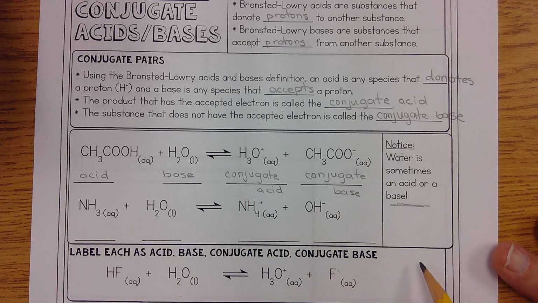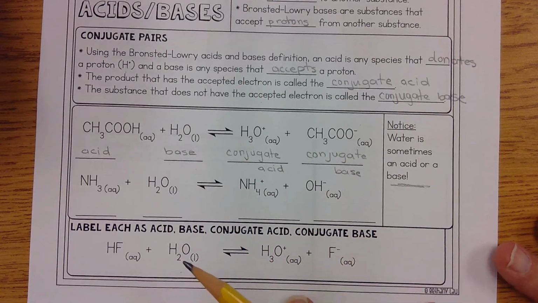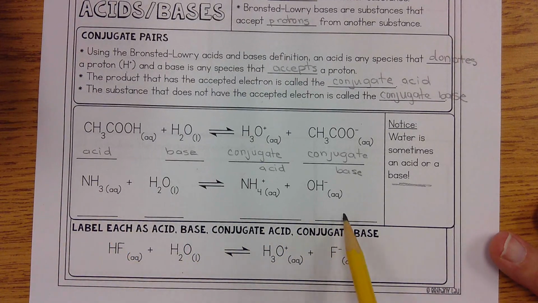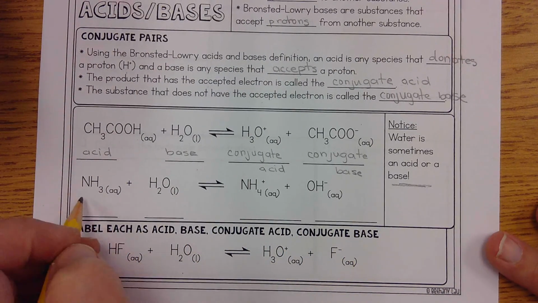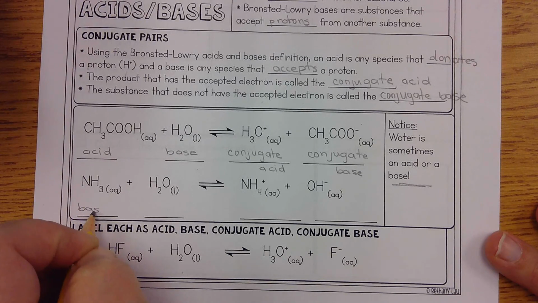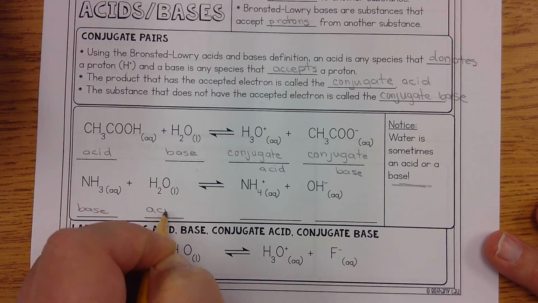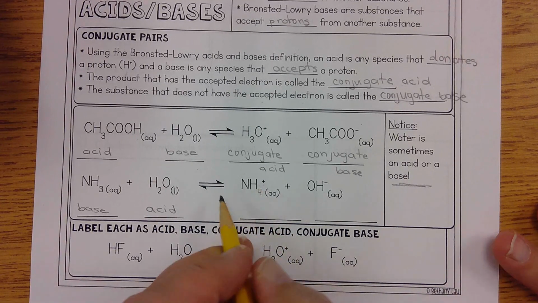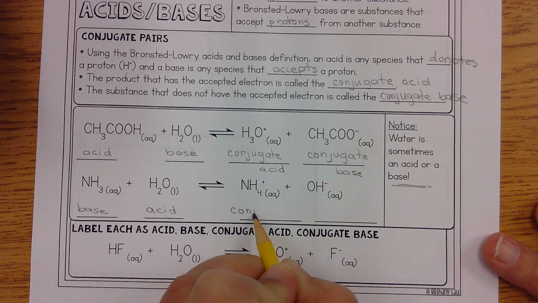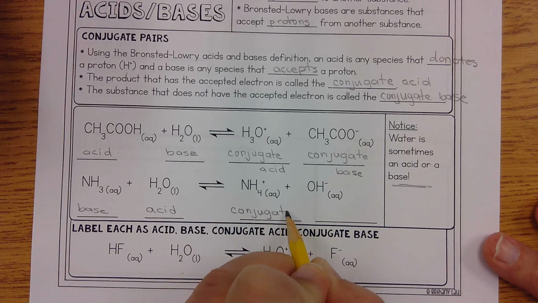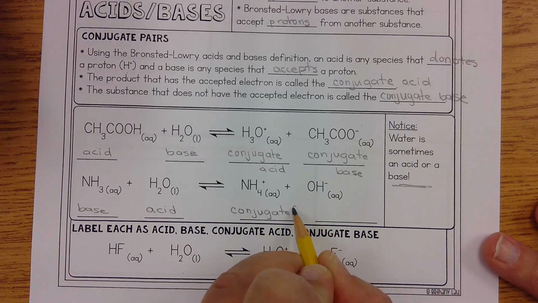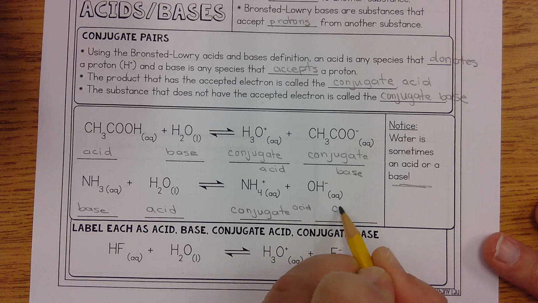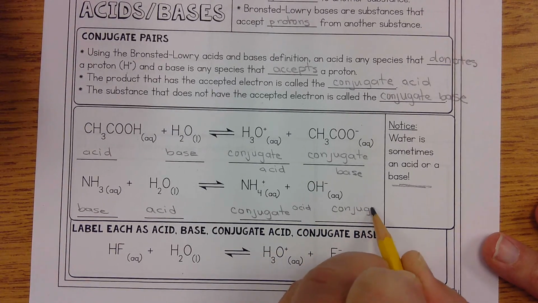Conjugate acid, conjugate base. Same here, right? This time we have ammonia, it's a base. Water is acting as my acid, because remember, it can be either one. So this becomes the conjugate acid. I didn't leave myself much room for that. And this is the conjugate base.